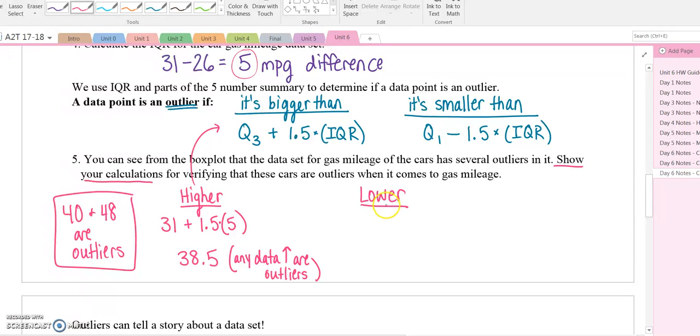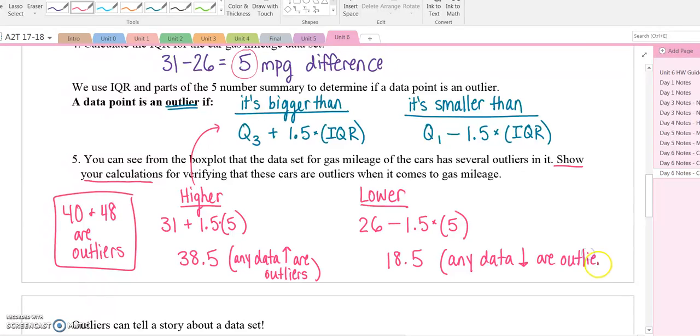And then I check my lower end. So lower end starts with Q1 instead, which is 26, and we subtract 1.5 times the IQR, which is 5. Again, use your calculator or multiply before you subtract. And this should get you, let's see, I believe 18.5. So again, this is our lower end, so any data lower than this, that's our fence, are outliers. And just one little side note, if it lands on the fence, an exact point is at 18.5 or 38.5, it is not an outlier. So it has to be outside of the fence.